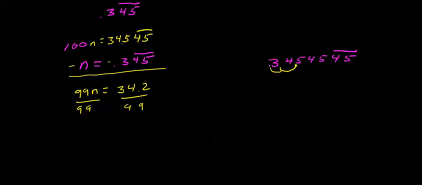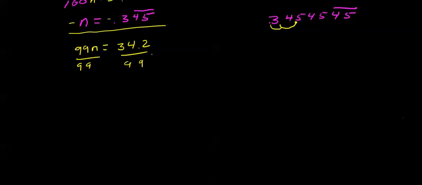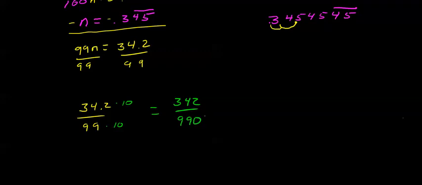Unfortunately for us guys, we are not allowed to leave decimals in a fraction. So we have 34.2 divided by 99. We got to do something with that. So we want to get rid of this decimal. We multiply the top and the bottom by 10. And when we do that, we get 342 over 990.